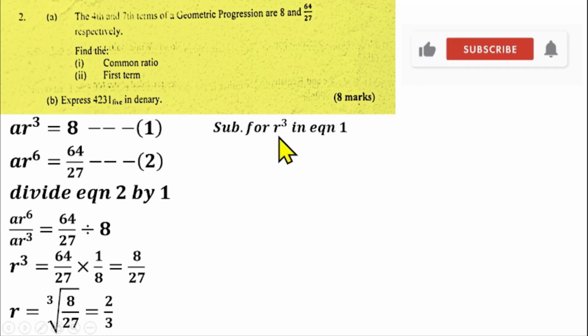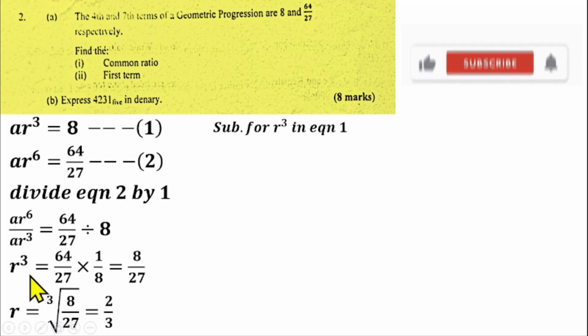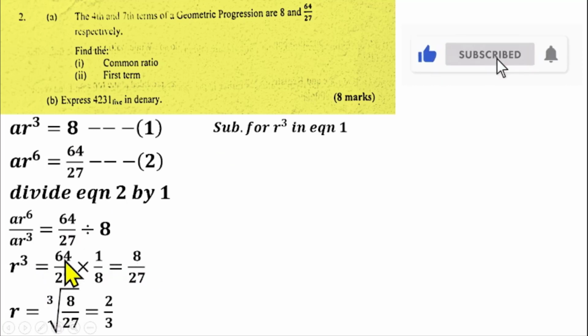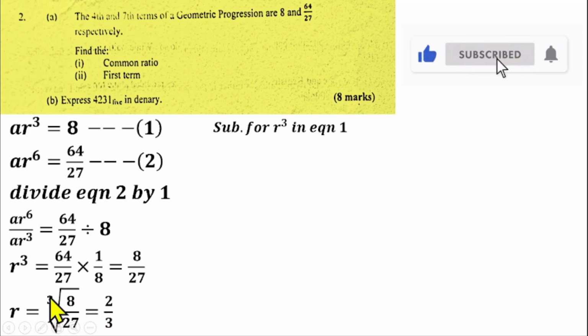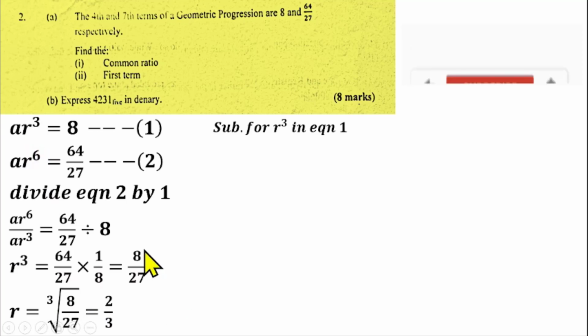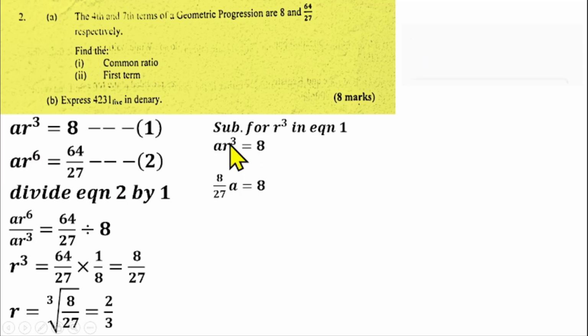So substitute for r cubed in equation 1. In equation 1 we have ar cubed equals 8. If you look at this point here, we already know the value of r cubed. Instead of substituting the value of r and still simplifying at the end of the day, you can just directly substitute the value of r cubed here, which is 8 over 27. So we have 8 over 27 multiplied by a equals 8. From there you can cross multiply.